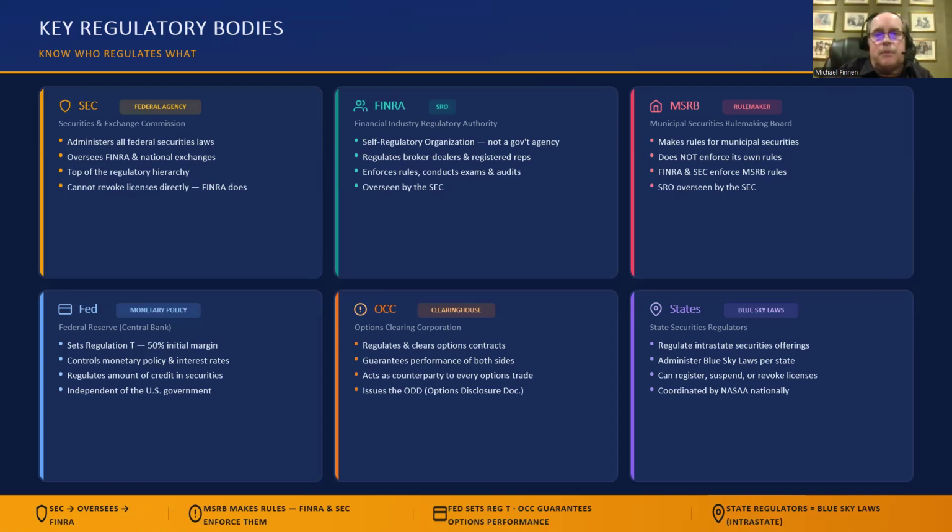SEC, Securities Exchange Commission, is a federal agency. This is daddy or mommy. Okay. They oversee everything from a 10,000-foot view. They administrate all the federal security laws. They oversee FINRA and national exchanges, and their job is to help promote fair and orderly markets and promote capital raising capital. They do not revoke licenses directly.